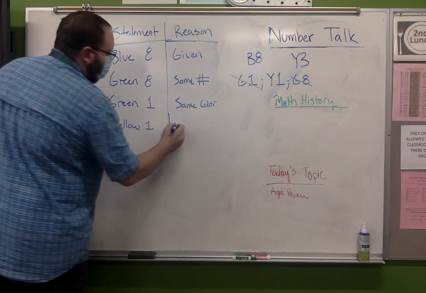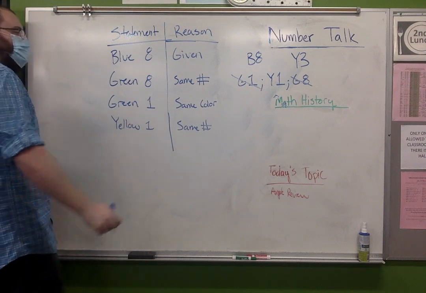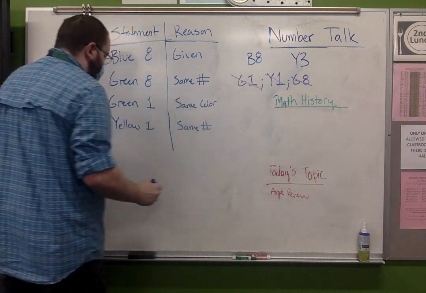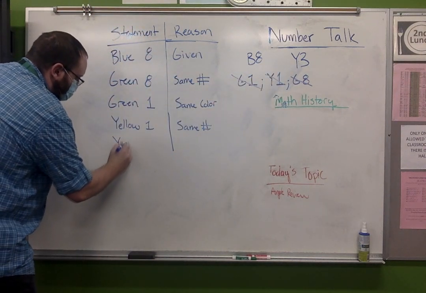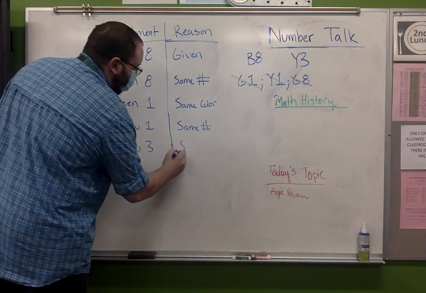Why am I allowed to put that next? Well, because it's the same number. And then I want to get to the yellow 3. So yellow 3. Why am I allowed to put a yellow 3 on here? Is because it's the same color.